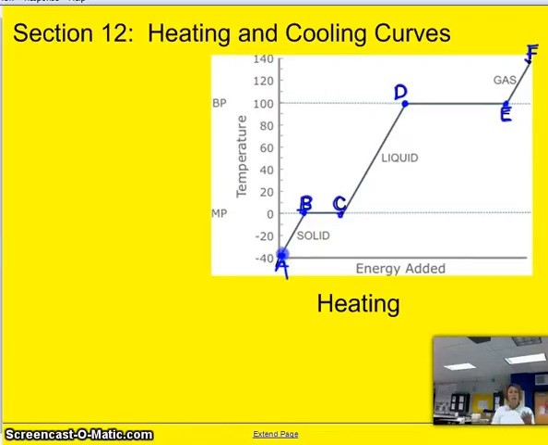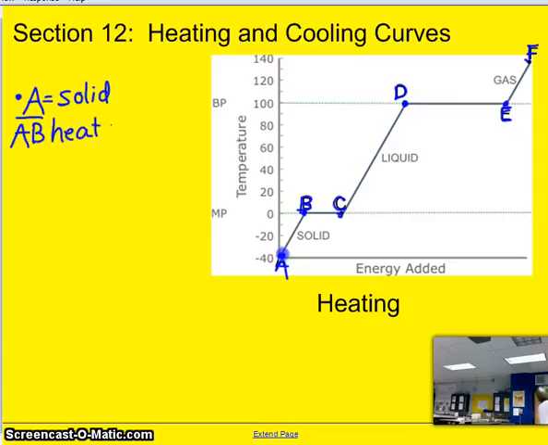So imagine we're starting with ice. It is a solid, and its temperature at point A is minus 40 degrees. So at point A, we have a solid at a given temperature. From A to B, we heat up the sample. You should recognize, according to the graph, that as you heat up the sample from A to B, the temperature increases. The temperature goes up, okay?